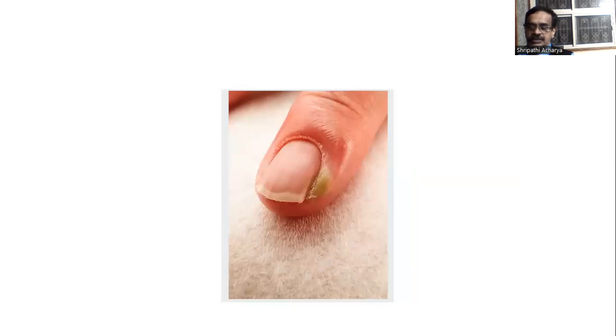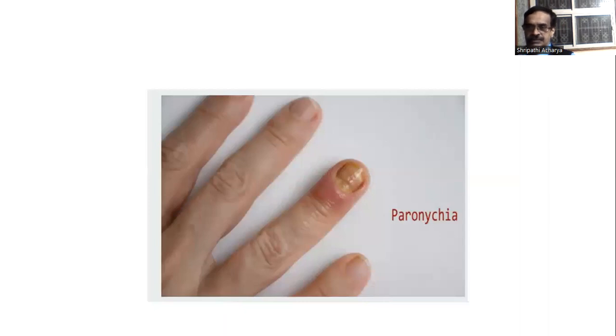Here you see the patient with paronychia. You see the nail bed is infected and inflamed. There will be pain also. The other patient with paronychia. You can see the ring finger shows inflammation, redness, and swelling in the nail bed. Nail color is changed, isn't it?